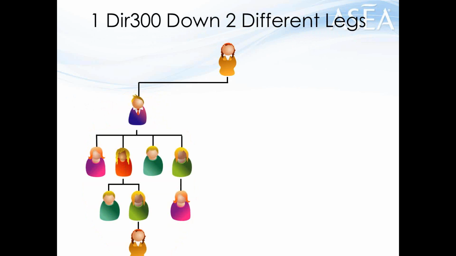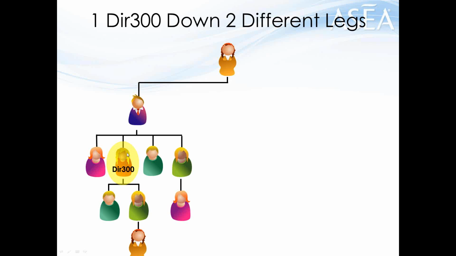So you need to have one Director 300 down two different legs. Let's say you signed up this person, and they did not become a Director 300, but they signed up this person here who did become a Director 300. Well, guess what? You can count that. Even though you weren't the personal enroller of that person, you can still count that. Like we say, every dud knows a stud, right?